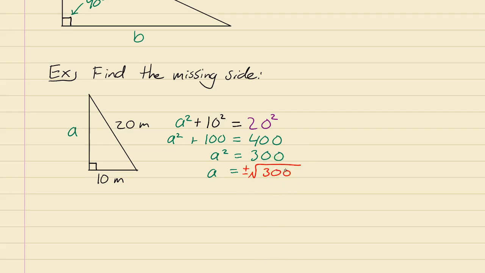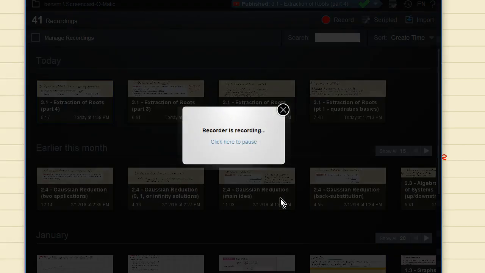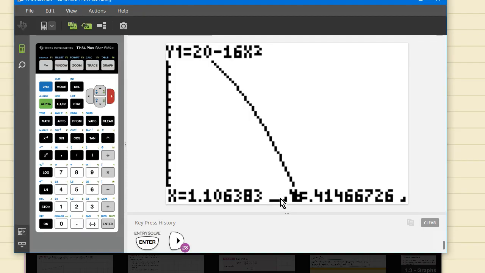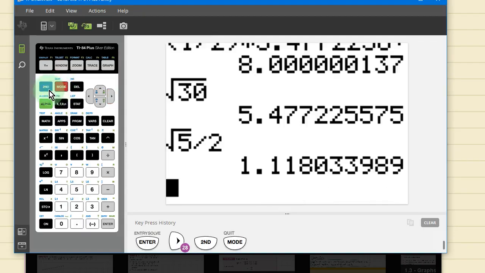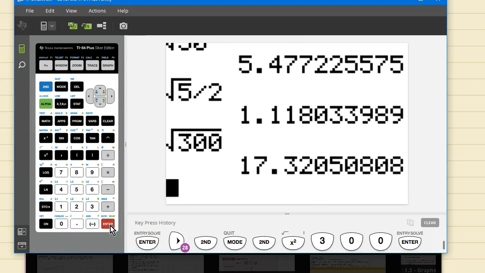Except remember that when you're talking about lengths and distances, it usually doesn't make sense to say that the answer is negative. So we're just going to ignore the negative one and say the solution is A is the positive square root of 300, which you can approximate with a calculator. And it's about 17.32.